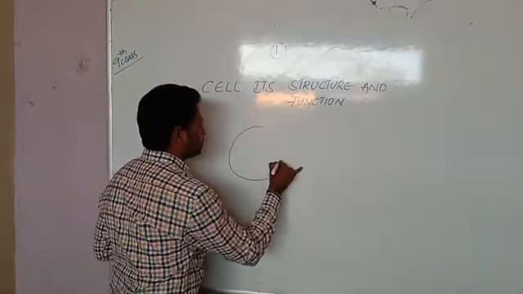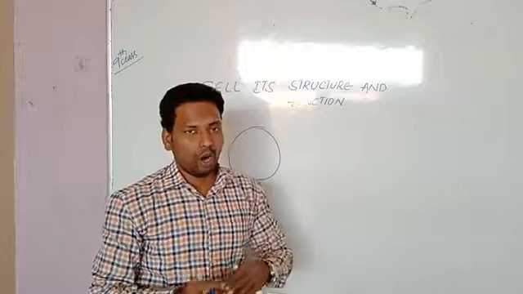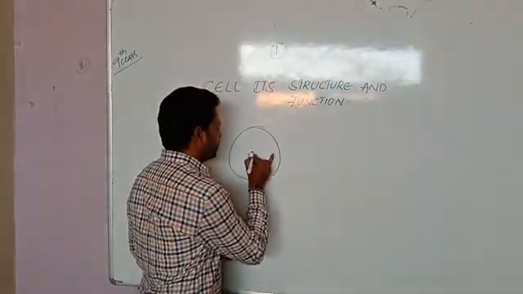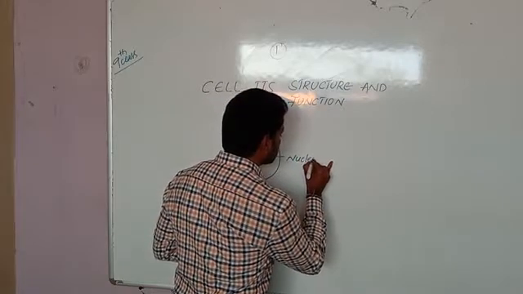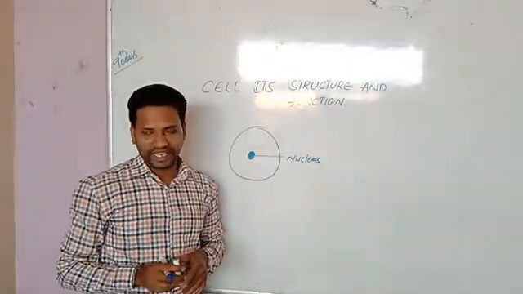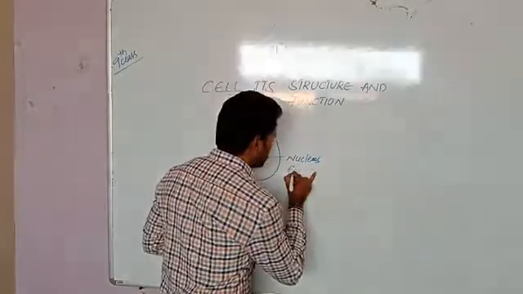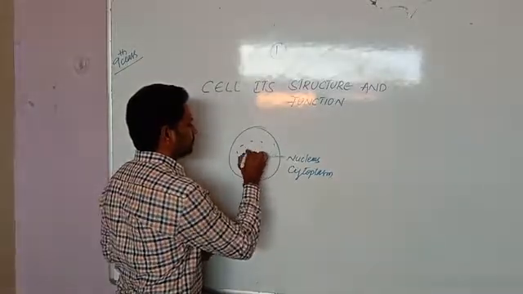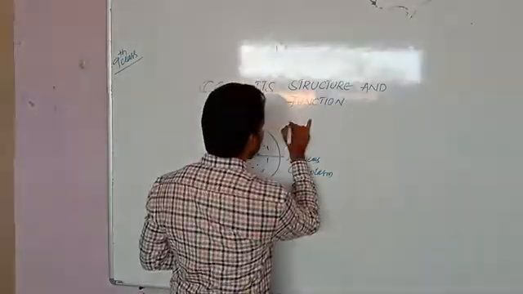So the cell is the basic unit. In the cell we can see different organs, which are called cell organelles. What are the cell organelles present in the cell? First, the visible part is the nucleus. And in the cell we can see the liquid-like material, the cytoplasm. Cytoplasm is the liquid material present in the cell.